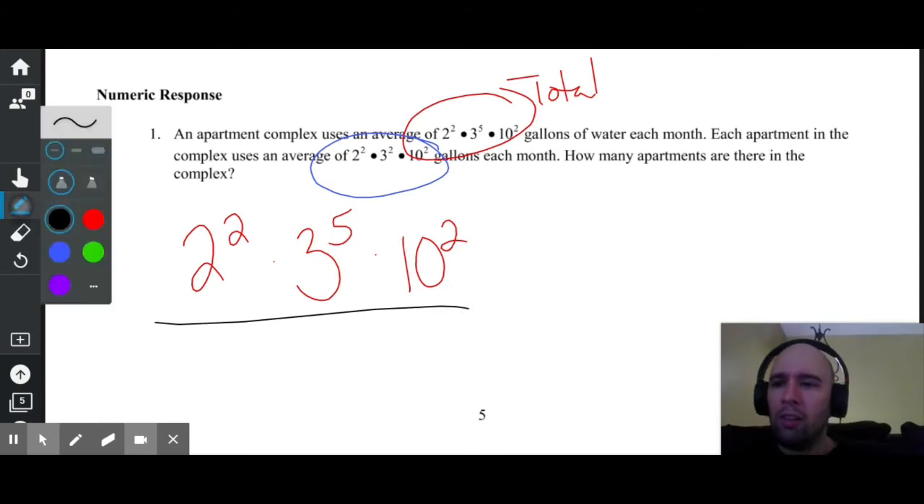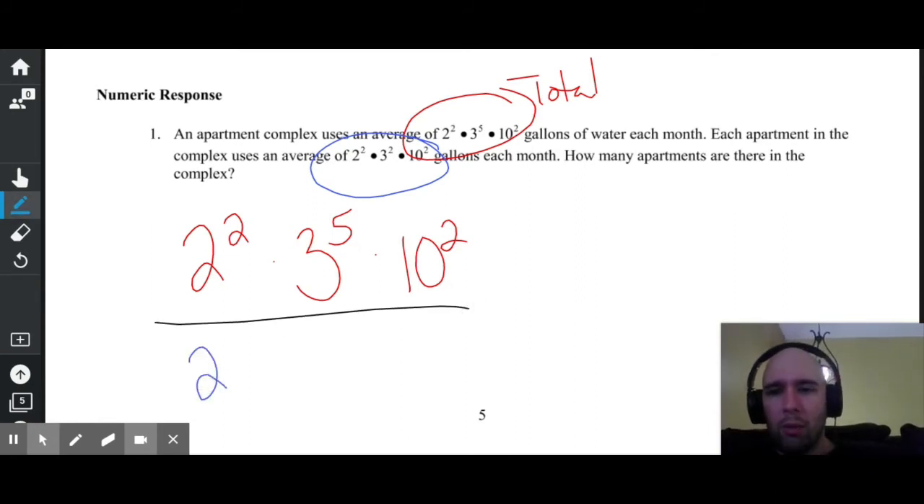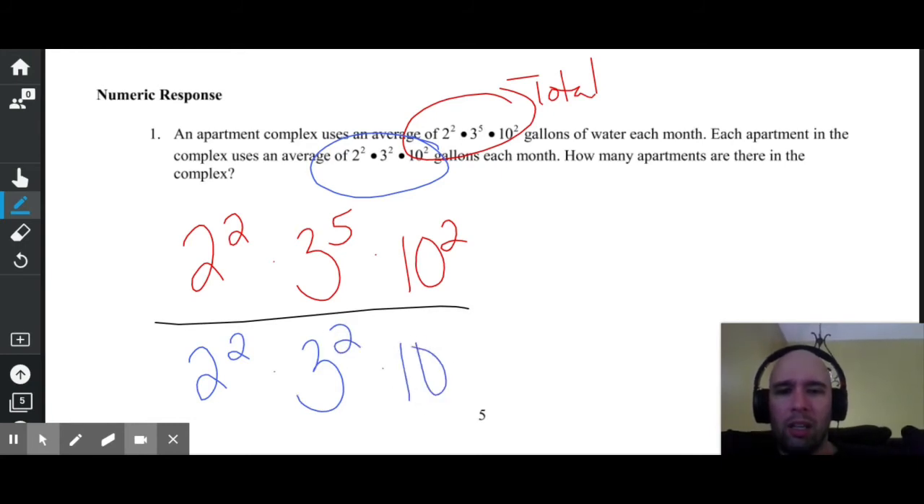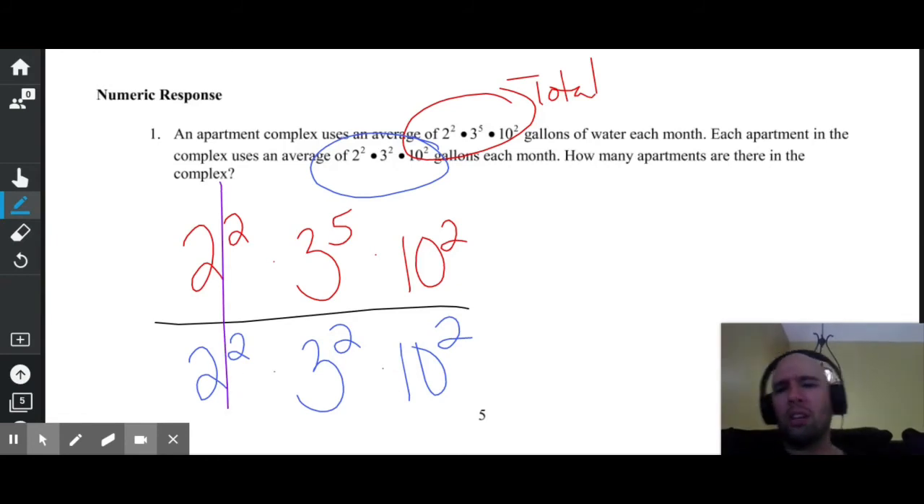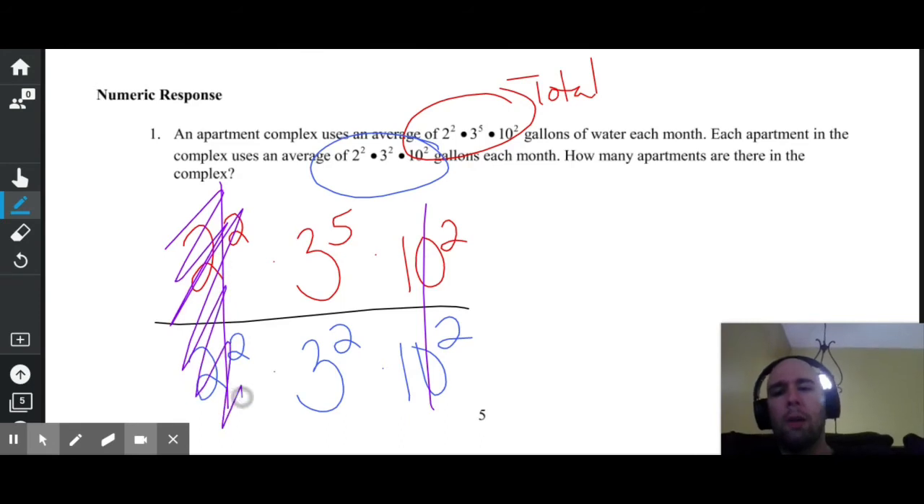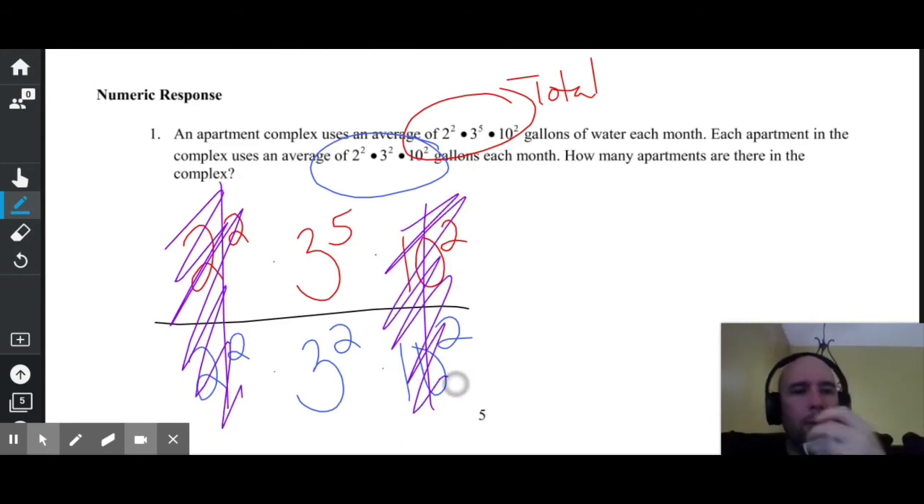I'm going to divide 2 to the second. Well, that's easy. Times 3 to the second. That's not bad. Times 10 to the second. That's easy. Why am I saying that's easy for two of them? 2 to the second over 2 to the second just kills each other off. 10 to the second over 10 to the second kills each other off. That leaves me with 3 to the fifth over 3 squared.